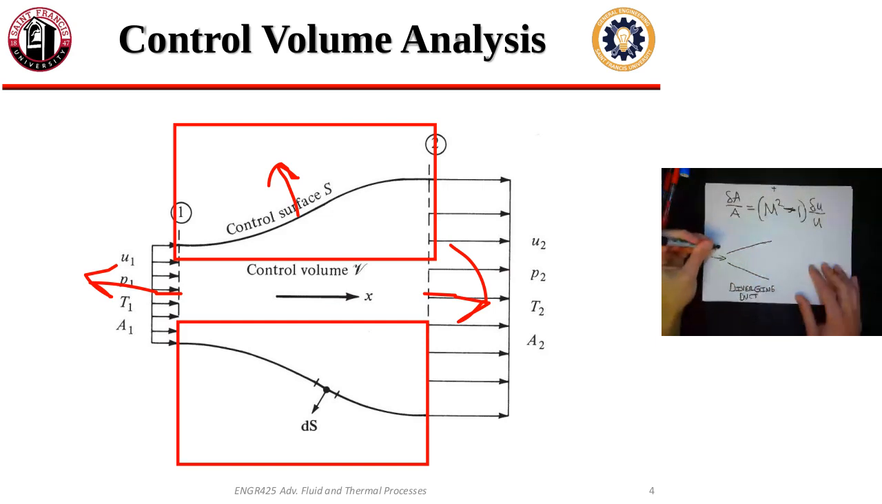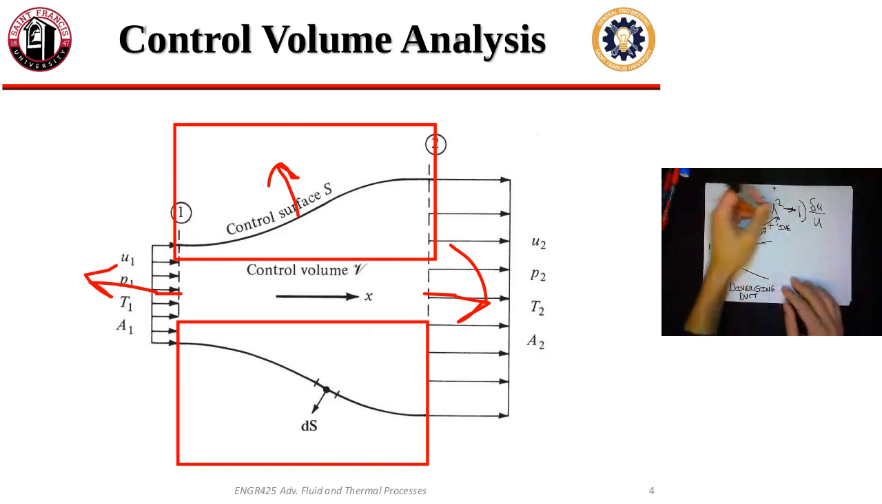We're going to say we have Mach number greater than 1, which means that this term is positive. This whole thing is positive. We have a positive change in area. So what does that mean about our flow velocity?